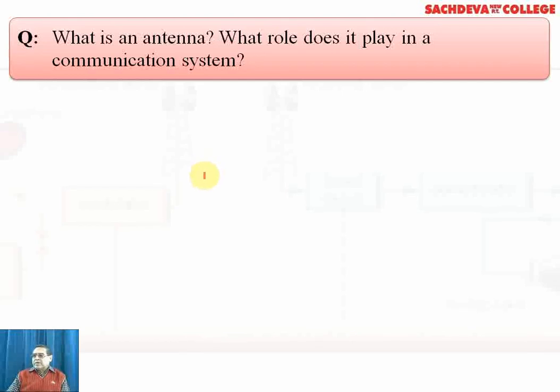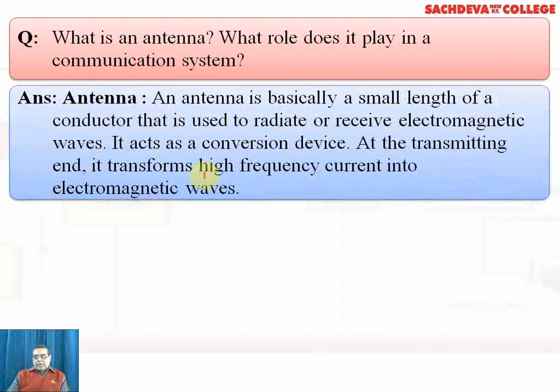That's why we try to shorten the length of the antenna, and it can be brought to about 300 meters. So this type of explanation we have to come across regarding the antenna. Now, we are coming towards the antenna. That is, an antenna is basically a small length of a conductor.